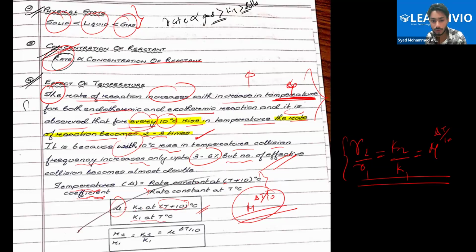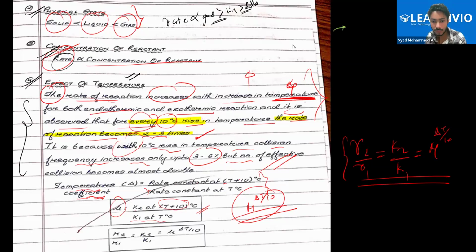And the fourth one would be the effect of temperature. This is the most important one, in which numericals will be asked. Basically, it is about how the reaction is dependent on the temperature.